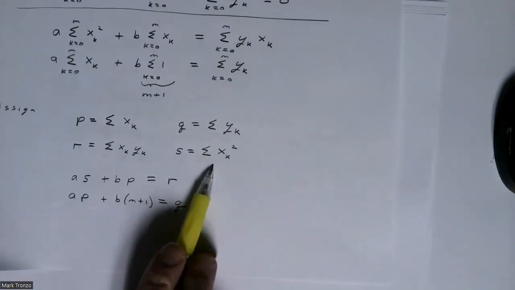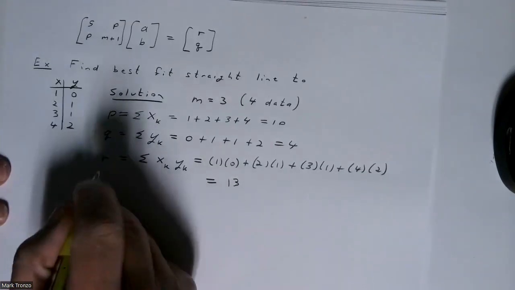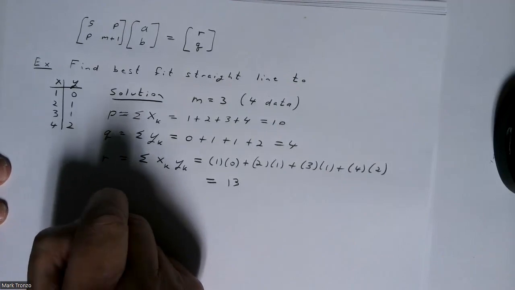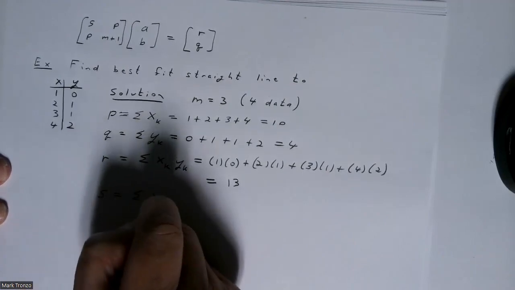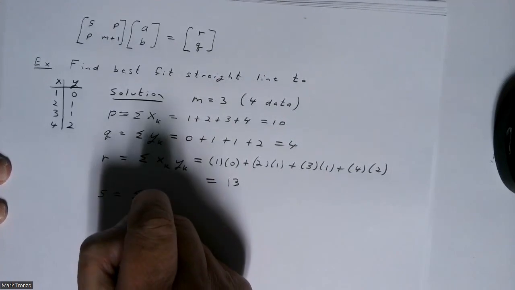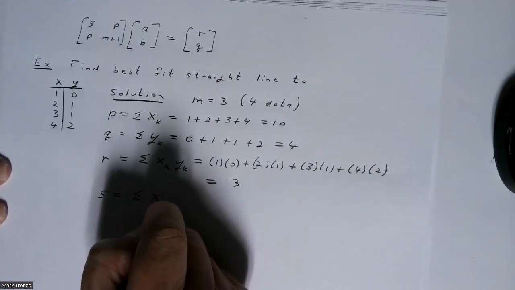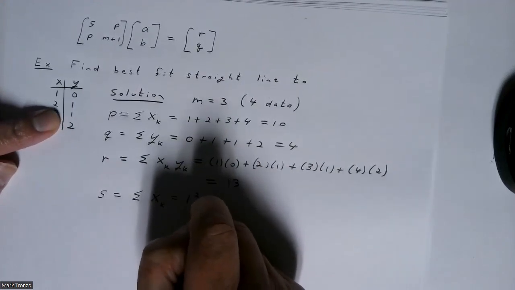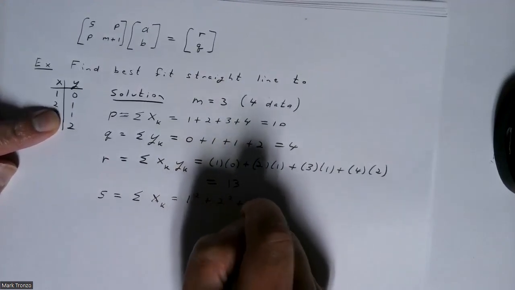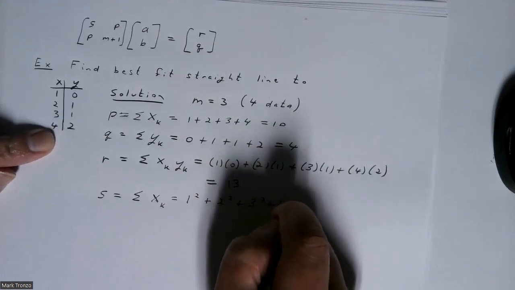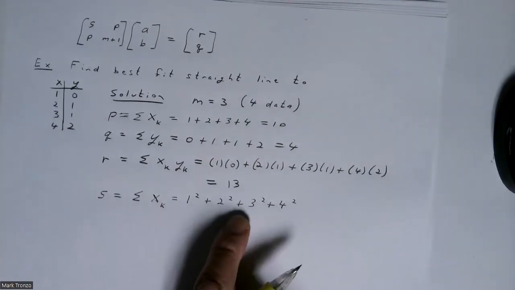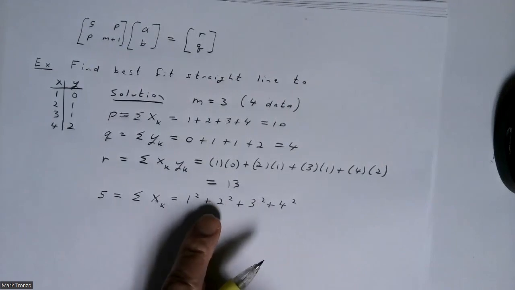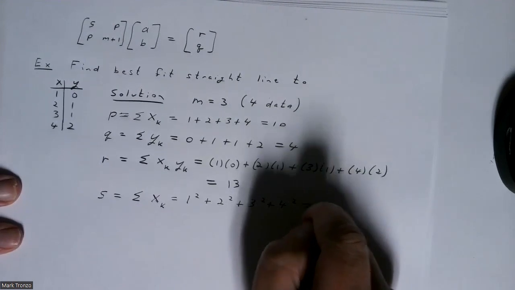Then finally, we need S, which is the sum of xk squares. So S is going to be 1 squared plus 2 squared plus 3 squared plus 4 squared. What's that? 25, 29. Looks like that's 30.